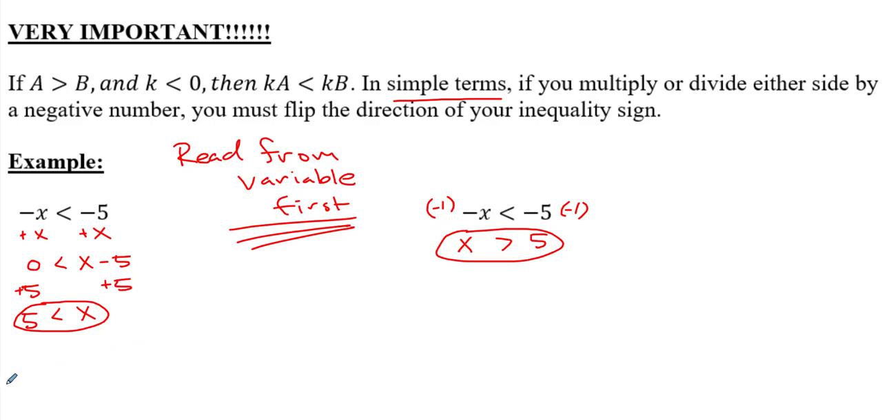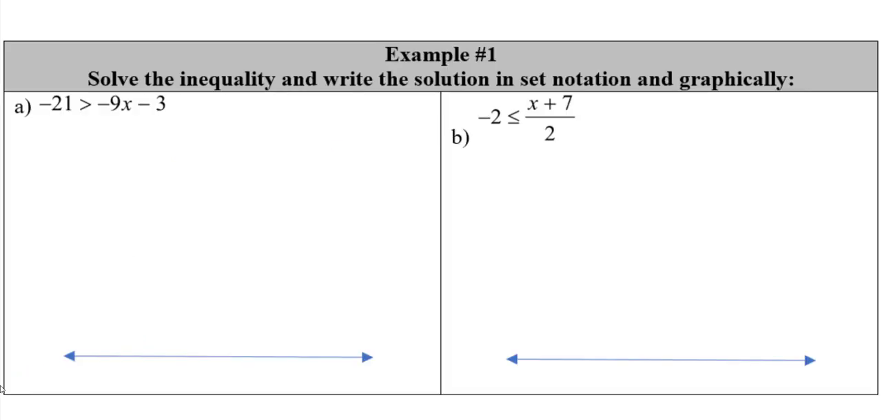Alright, so let's jump into some examples here. So we got our first example. We want to solve the inequality and write the solution in set notation, and we want to represent it graphically. So remember, we're doing the same thing that we did with solving equations, but this time we're just using the inequality sign and we're having multiple solutions. So we're just isolating the variable and then seeing what we get at the very end and finding a way to represent this in set notation and graphically.